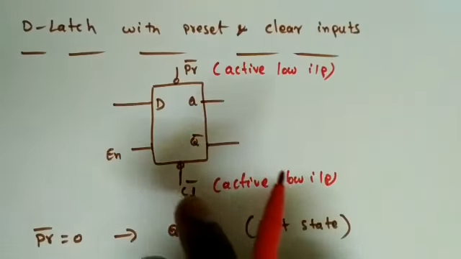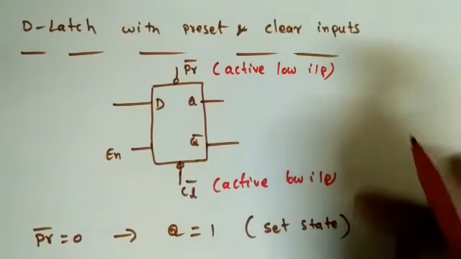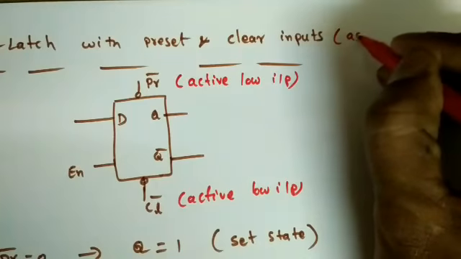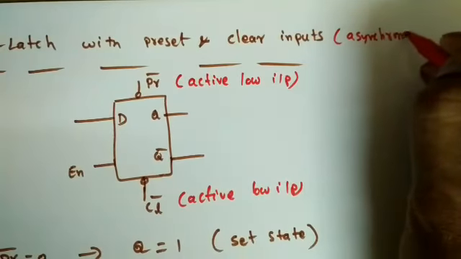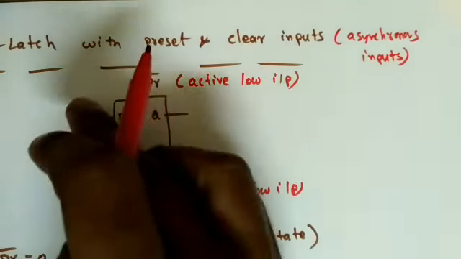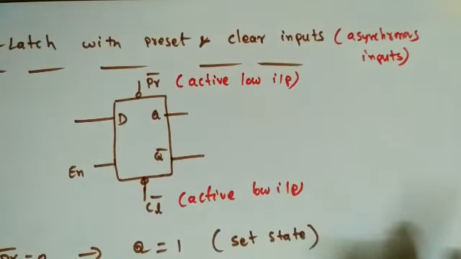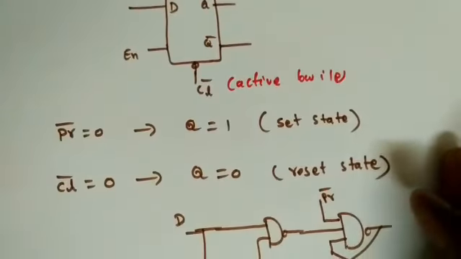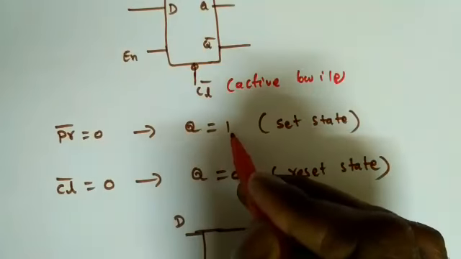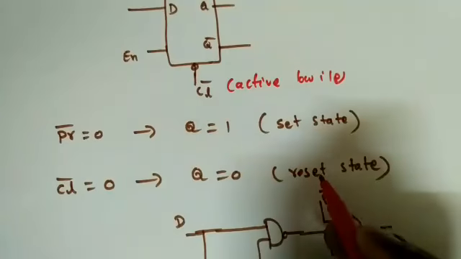Now this preset and clear will not depend on the inputs. That is the reason why these are called asynchronous inputs, right? These preset and clear inputs are called asynchronous inputs, because these inputs will not depend on either the enable pin or the input pin, that is D. So that's why it is called asynchronous input. So the operation is, when preset is equal to 0, because it is active low, the Q will become 1, that is, it is in set state. When CL is equal to 0, it will be in reset state.